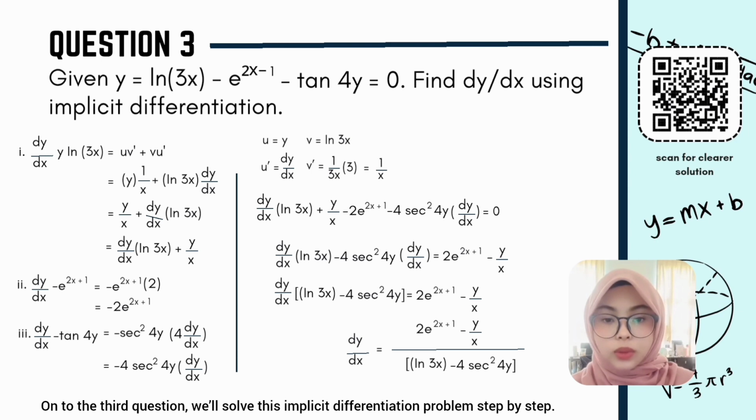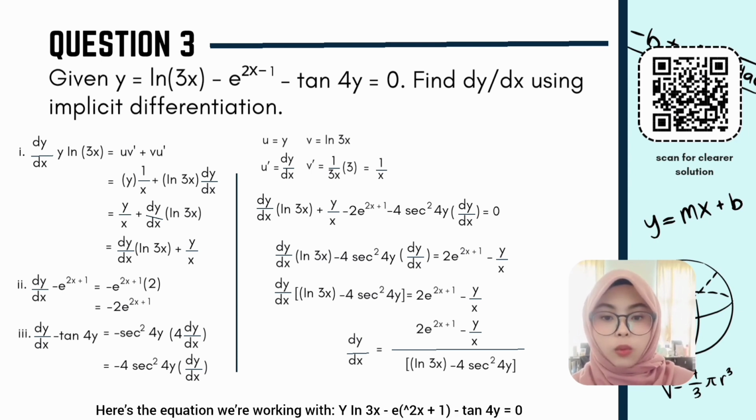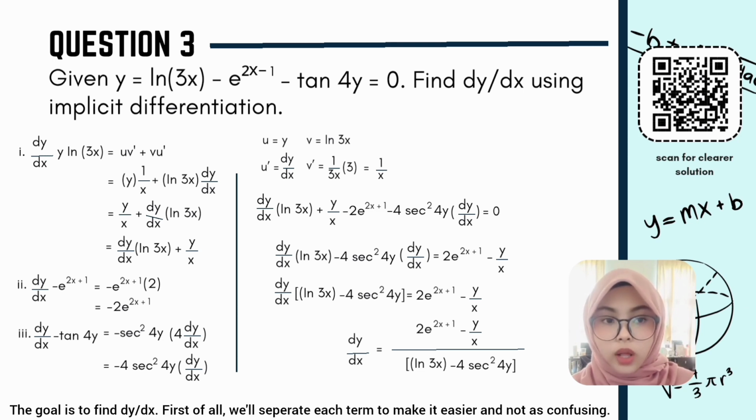On to the third question, we'll solve this implicit differentiation problem step by step. Here's the equation that we're working with. y(3x) minus e to the power of (2x plus 1) plus (minus 10) for y equals 0. The goal here is to find dy over dx. First of all, we'll separate each term to make it easier and not as confusing.